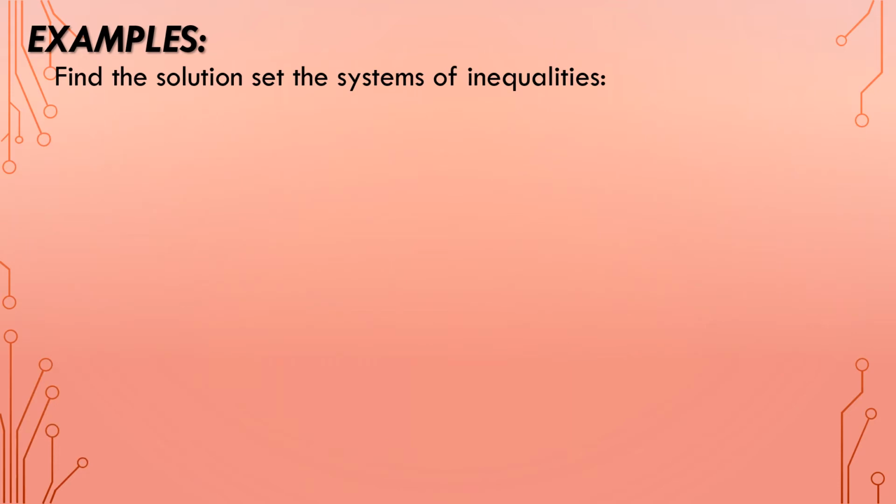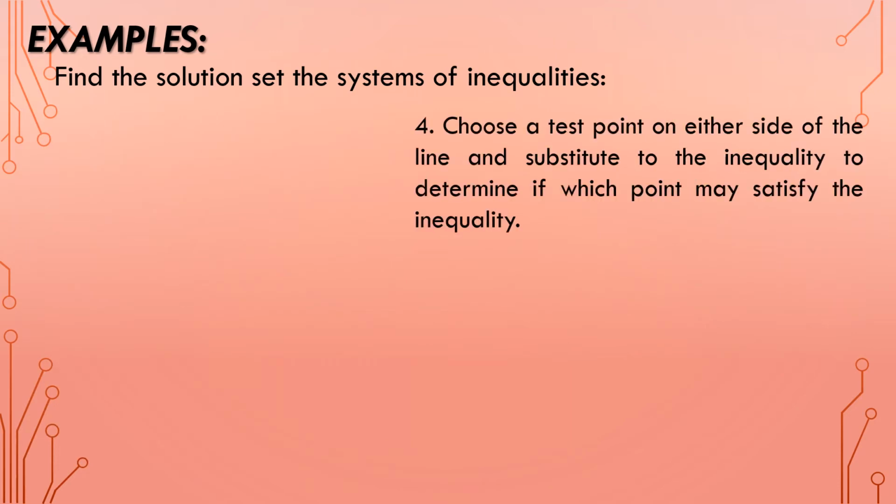Proceed tayo sa fourth step. Fourth step is to choose a test point on either side of the line and substitute to the inequality to determine which point may satisfy the inequality. So, paano tayo o para saan ba yung test point? Ito ay para malaman natin kung anong side ba yung sa-shadean natin sa parehong lines. So, dito gamitin natin yung test point na (-1, 1) para sa unang inequality and (5, 2) naman na ordered pair para sa pangalawang inequality.